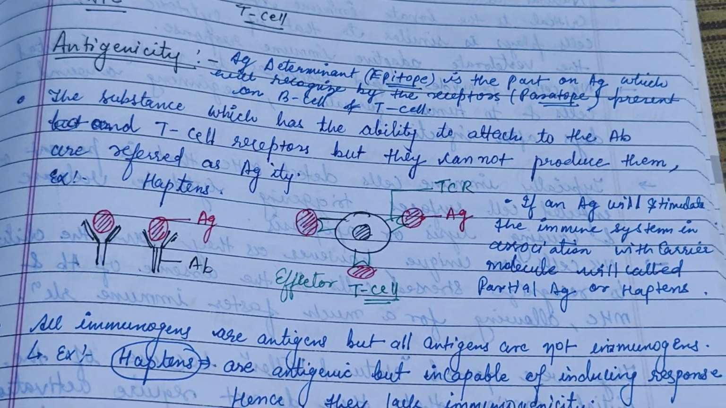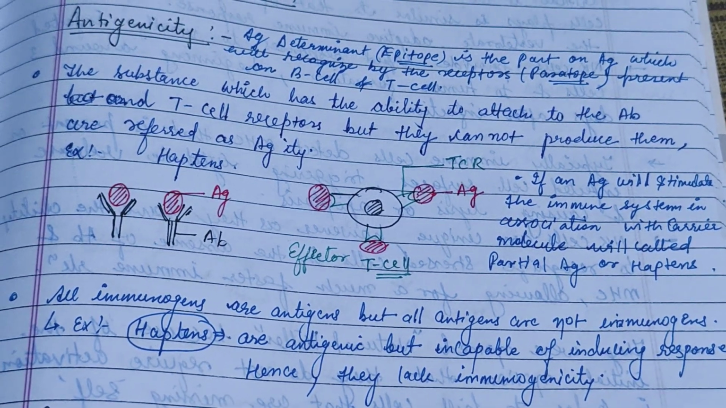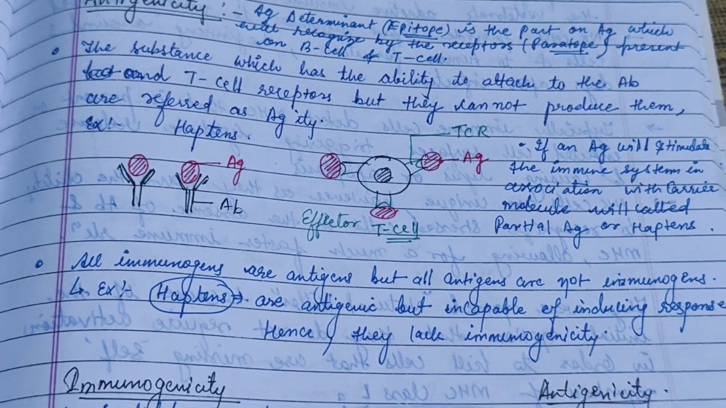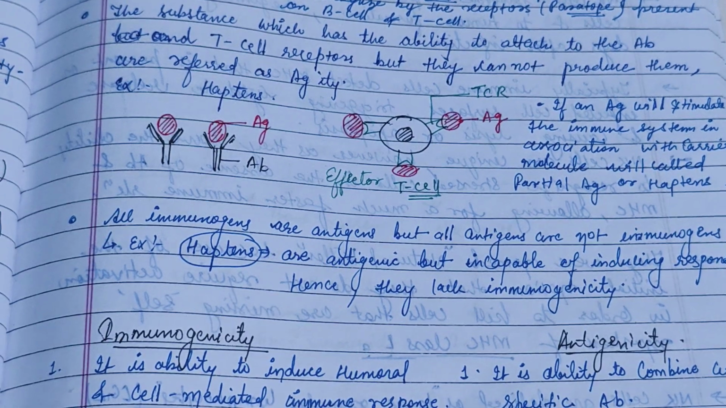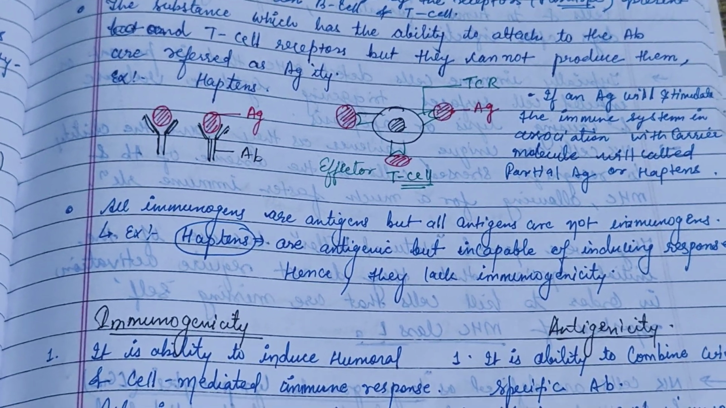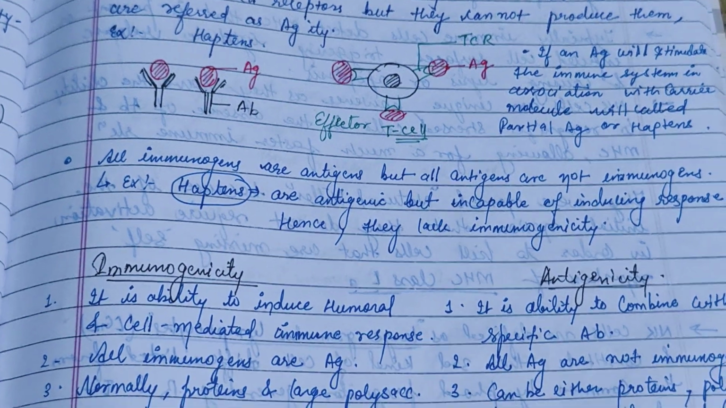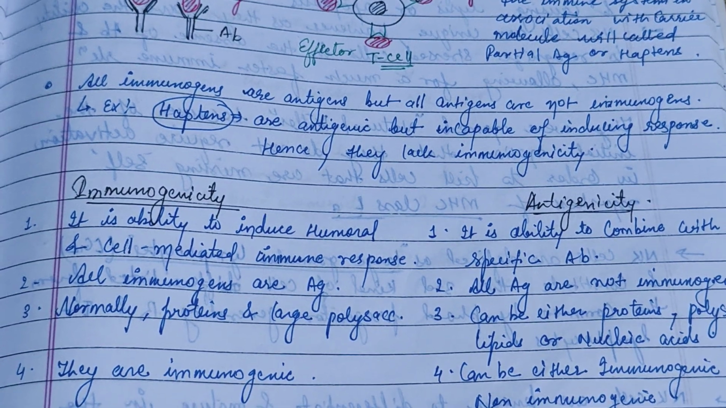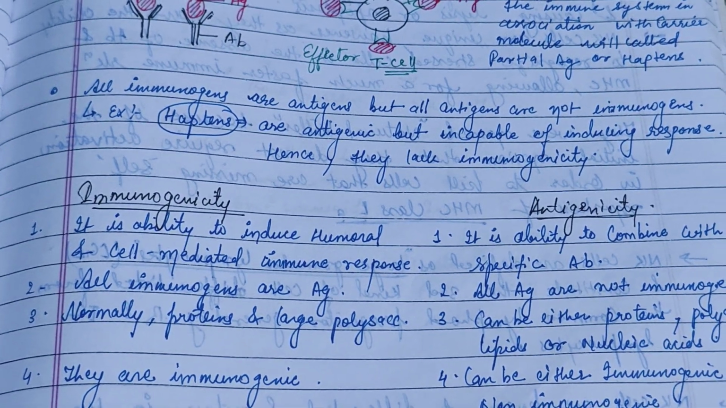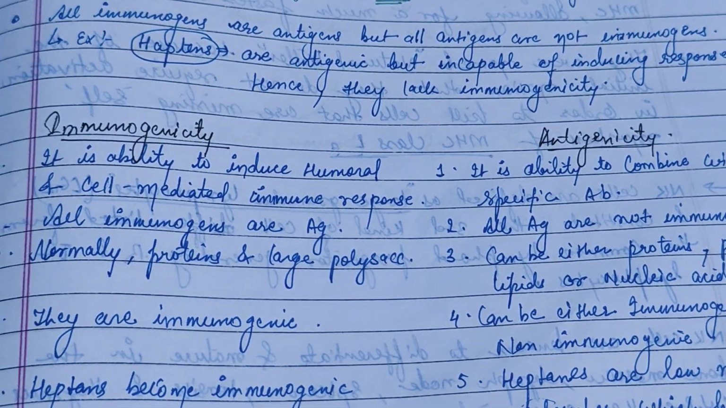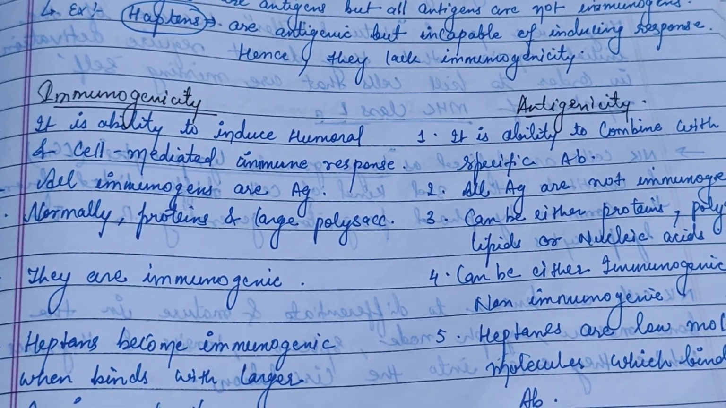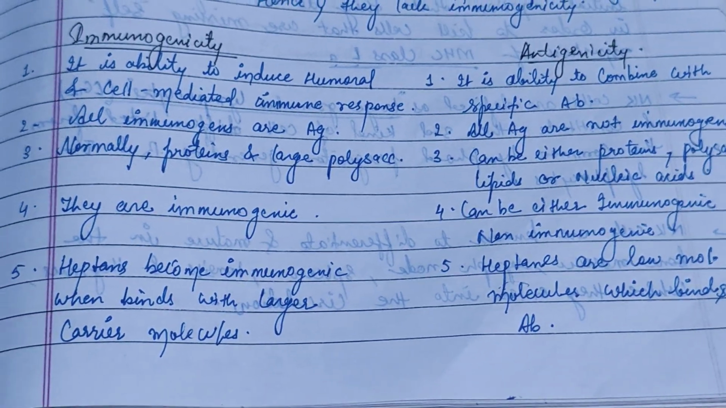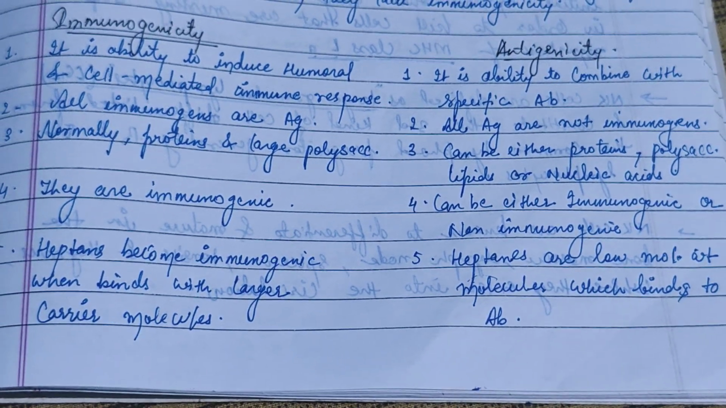Antigenicity: the antigenic determinant, that is the epitope, is the part of the antigen which is recognized by the receptor, that is the paratope, present on B cells and T cells. Substances which have the ability to attach to the antibody and T cell receptor but cannot produce them are referred to as antigenic. Examples are haptens. So all immunogens are antigens, but all antigens are not immunogens. This is very important for examination or objective purposes. Haptens are antigenic but incapable of inducing a response, hence they lack immunogenicity. So here is the difference between immunogenicity and antigenicity.